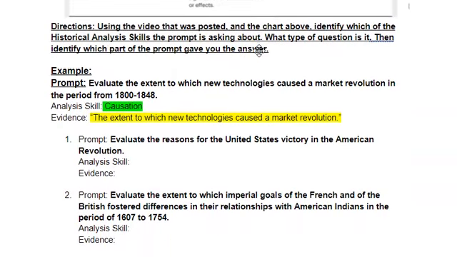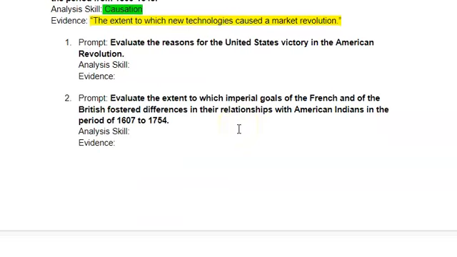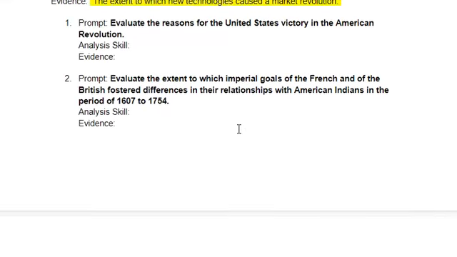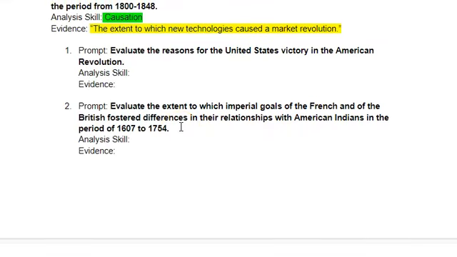So the example I gave you, this is last week's prompt, right? Evaluate the extent to which new technologies caused the market revolution from the period of 1800 to 1848. What analysis skill was it? Causation. What's my evidence? To the extent to which new technologies caused the market revolution. So you have 5 prompts. Not to choose from, I'm sorry. You got to answer all 5 prompts. Just give me the analysis skill and find the evidence.